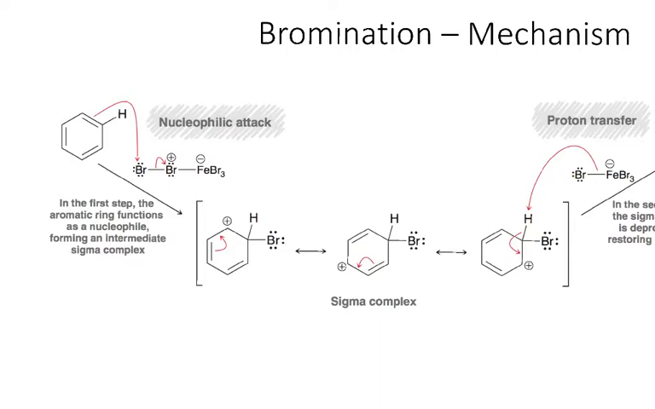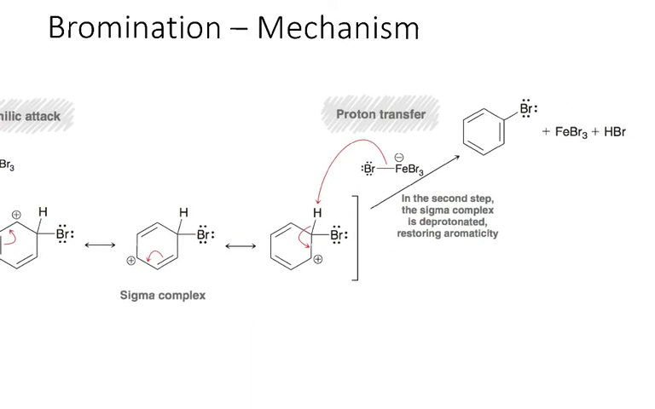So the first step is always this nucleophilic attack to make the sigma complex. And then the second step is always a proton transfer. So the complex minus the bromine that we lost in the first step will steal this proton to give us the final product. And then this bromine leaves with the hydrogen that it's stealing, and then we reproduce our FeBr3, the catalyst. And we were saying that this acts as a Lewis acid catalyst, so we always have to regenerate the catalyst at the end of the reaction.